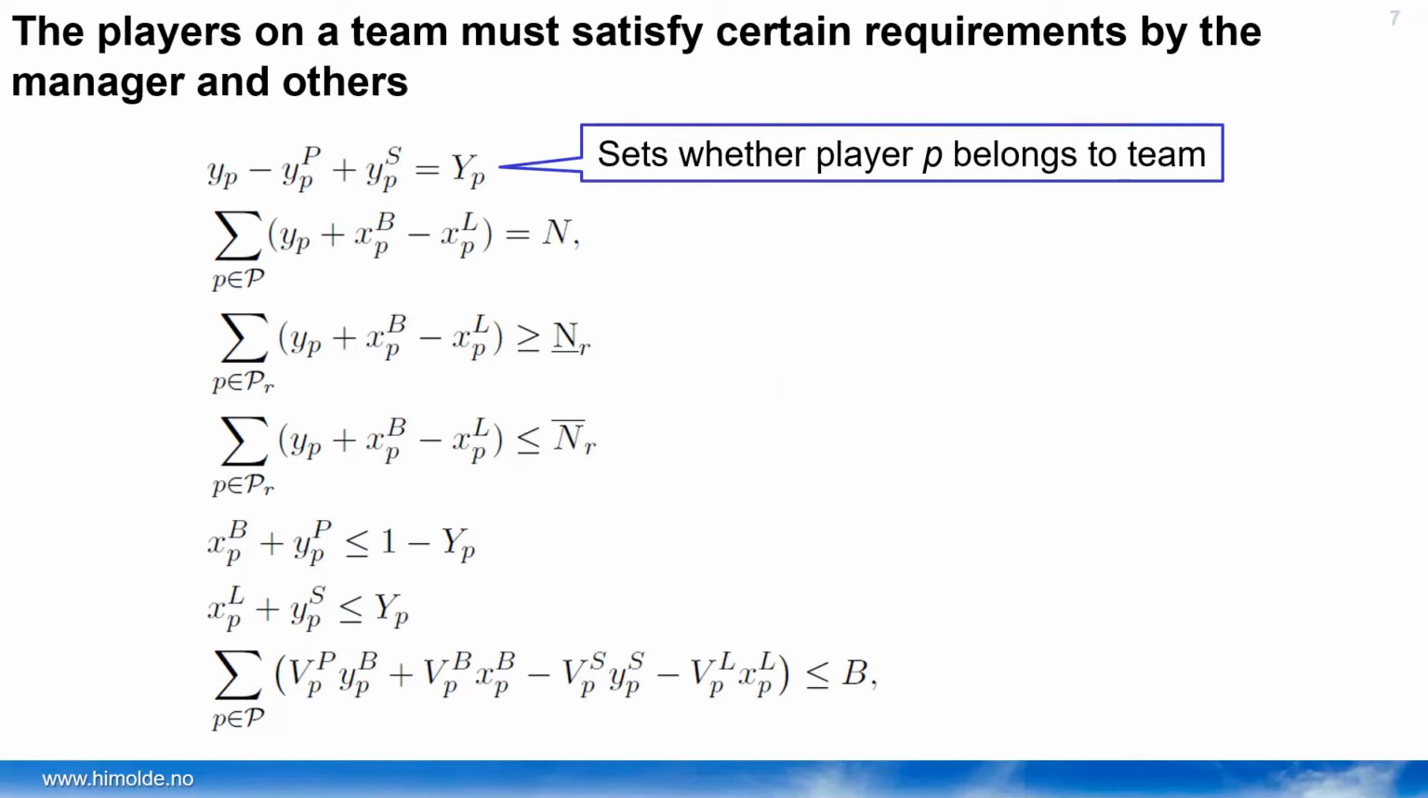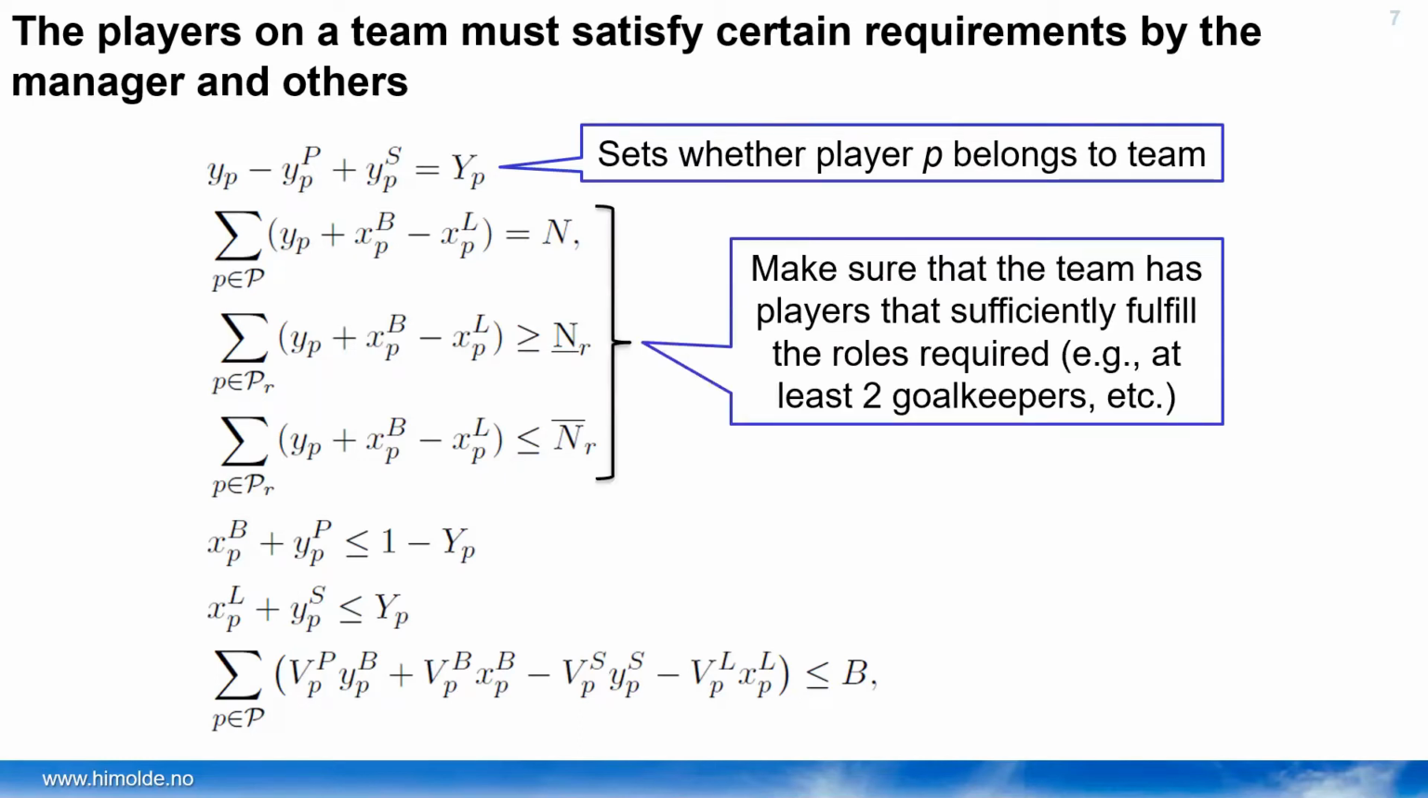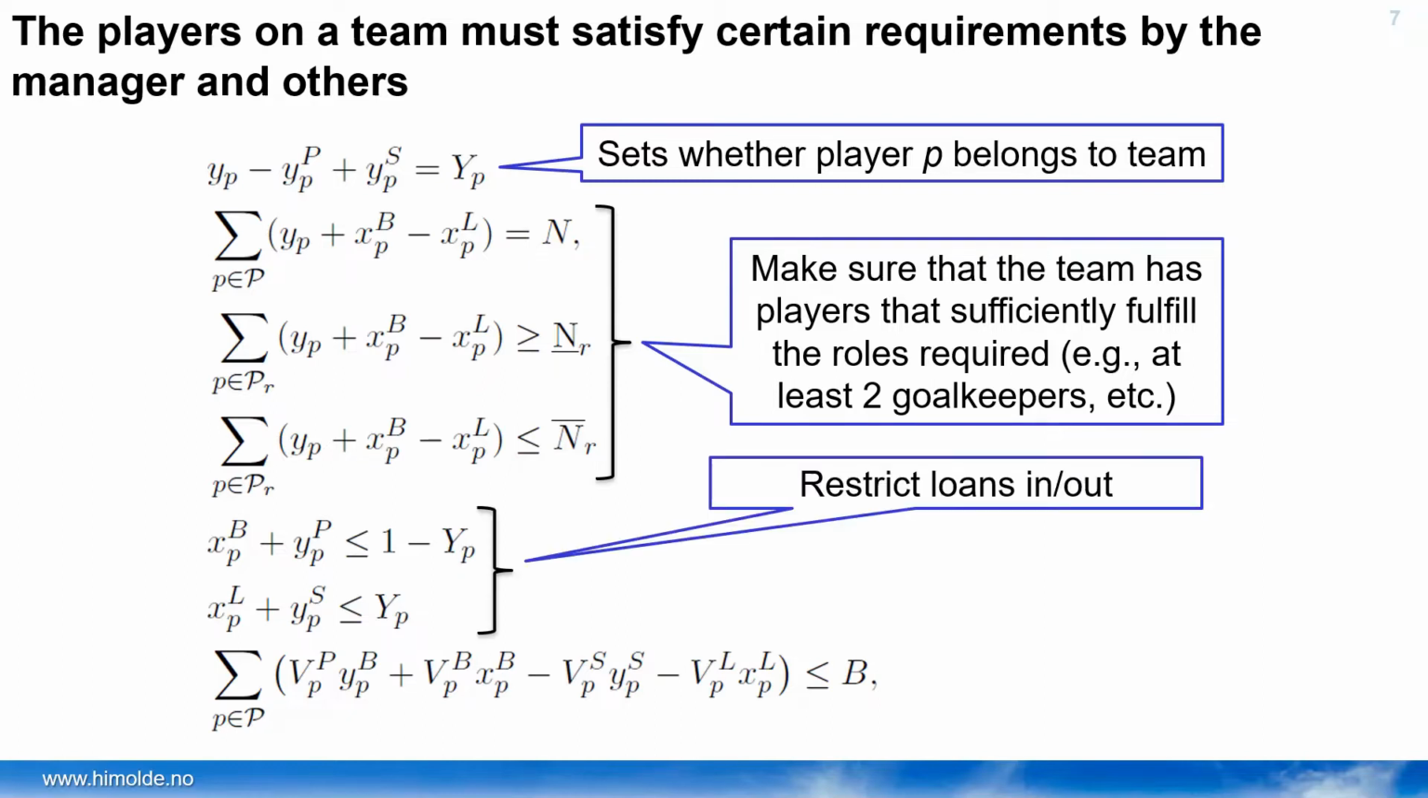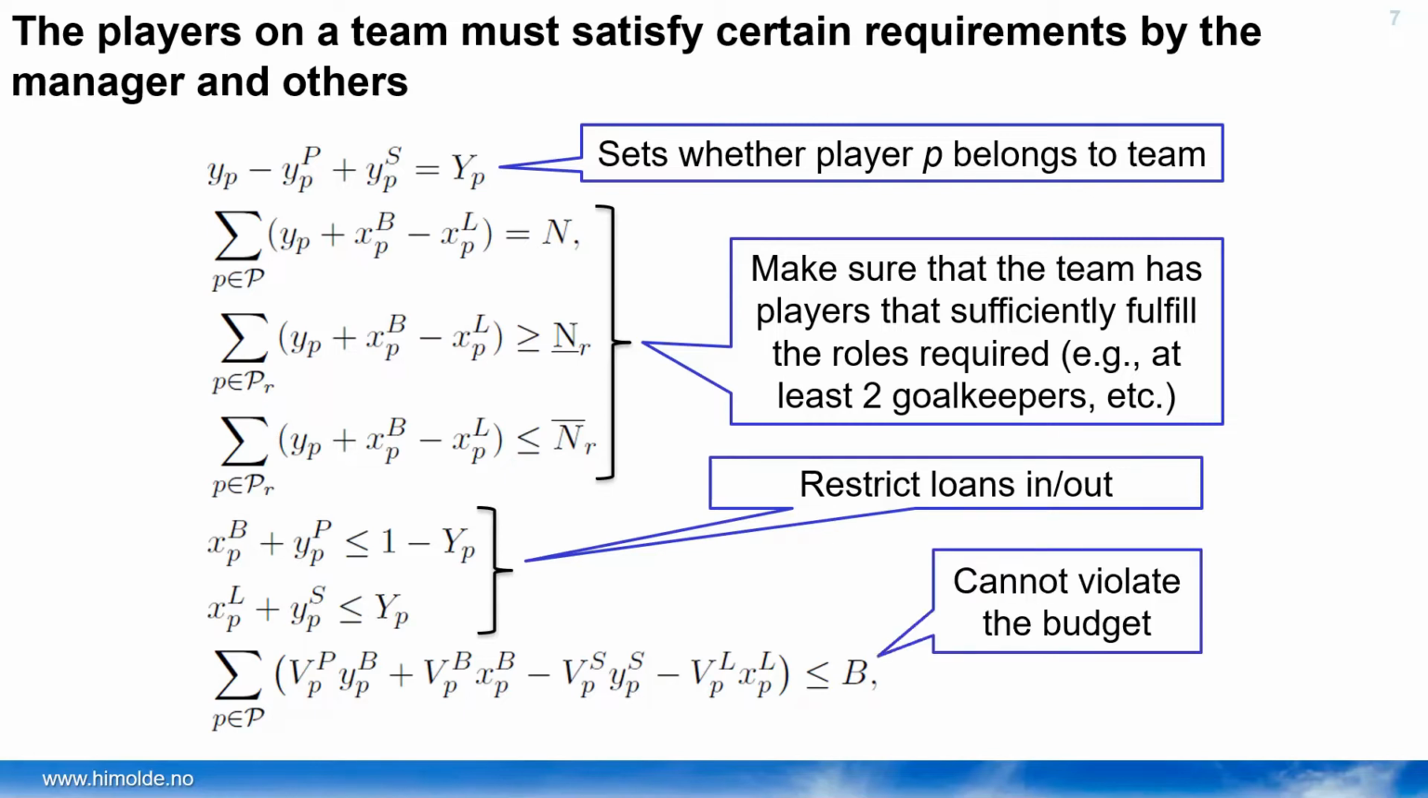A group of constraints make sure that the team is full and that there are enough players that can fill the required roles, such as having enough central defenders, but not too many. There are some logical restrictions to deal with players on loan, and there is a budget constraint. The club cannot spend more money than is available, but can increase the budget by loaning out or selling players.